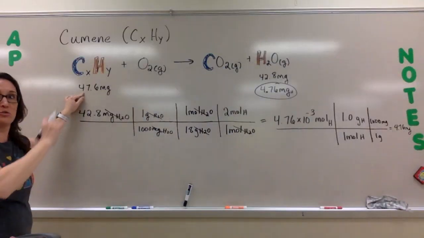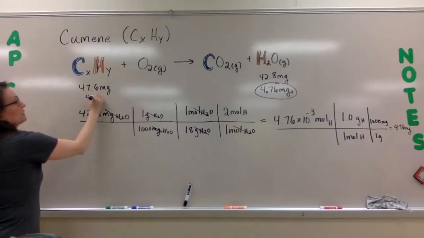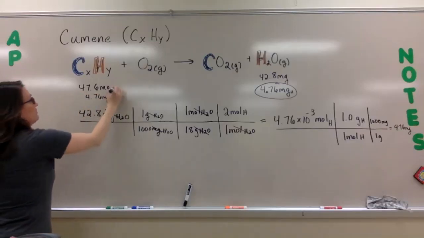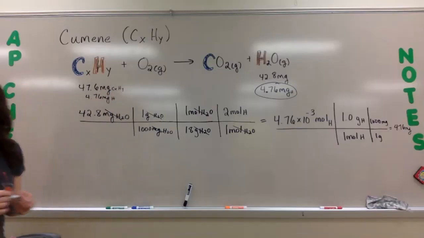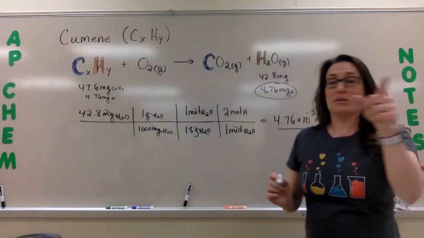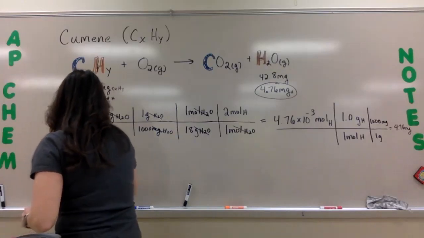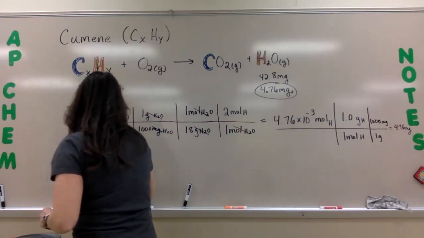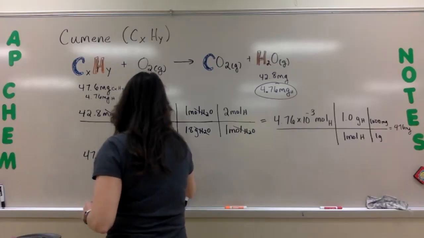I think there are two routes you can go. I know where I'd go. That means this 4.76 milligrams of this mystery compound came from there. So what could we do? Yeah, we could subtract these two, because then what would that give us? I heard it: the milligrams of the carbon.